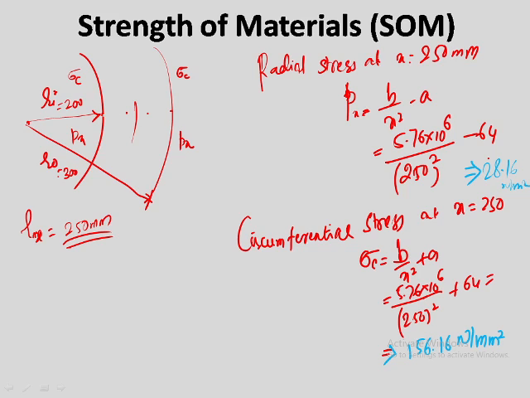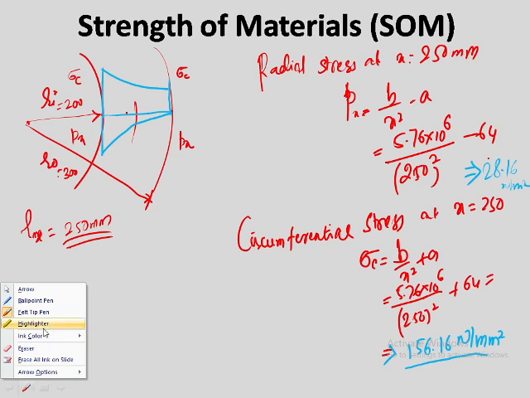In some books they place the hoop stress on the top side and the radial stress on the bottom side. The circumferential stress is tensile in nature, so draw that value on the upper side. The radial stress is compressive in nature, so draw it on the bottom side. Now just look.